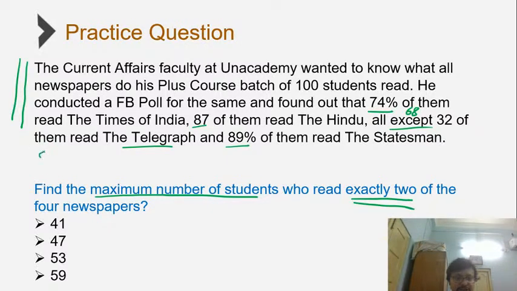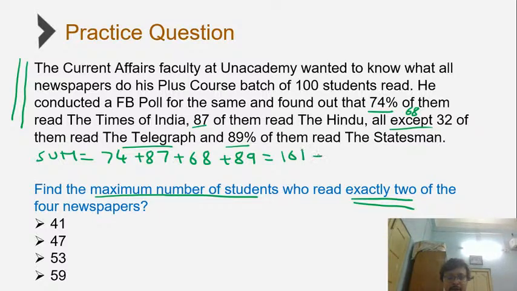So the total count is, the sum is 74 plus 87 plus 68 plus 89. How much does that come out to be? That comes out to be 161 plus 157, which adds up to give 318. So the total count is 318.